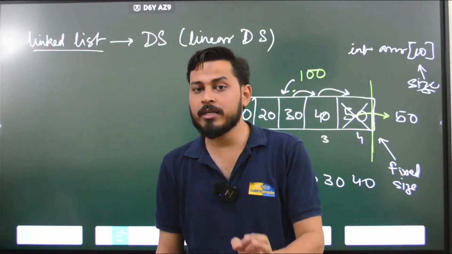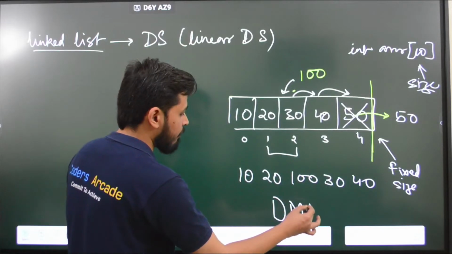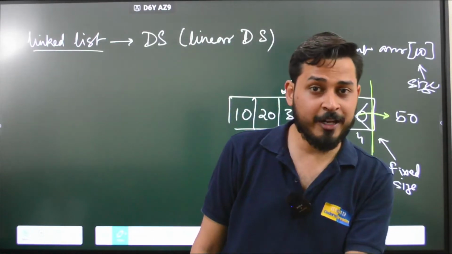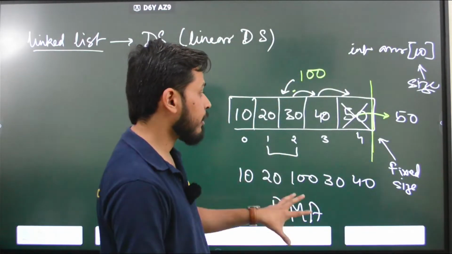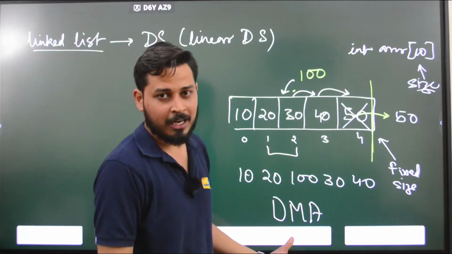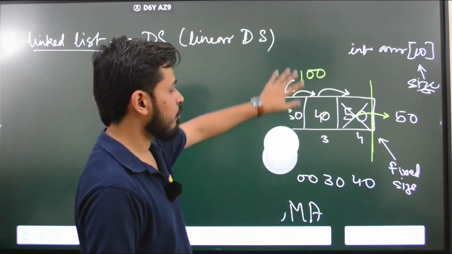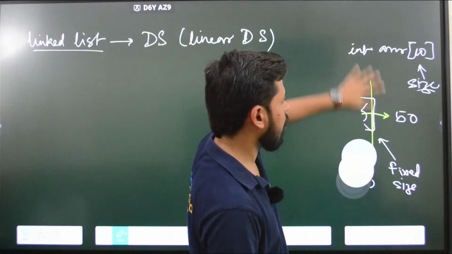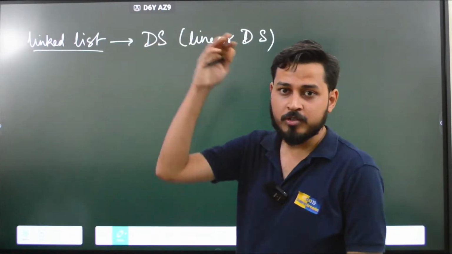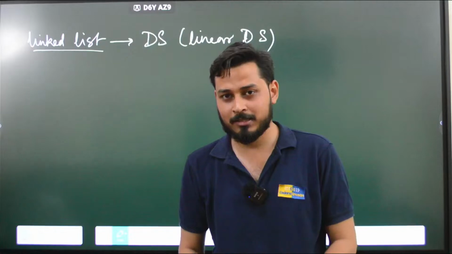And if you want to increase the size of the array, then you need to explicitly use DMA, dynamic memory allocation. In C programming you might have seen malloc, calloc, realloc and free, right? Those things are used in order to fix this issue. But then it's a whole hectic task and you need to write extra lines of code every time you are using an array. This is the reason why we use the concept of linked list.